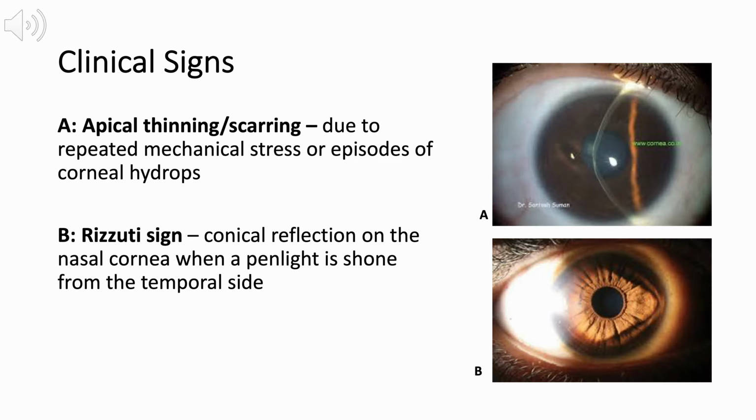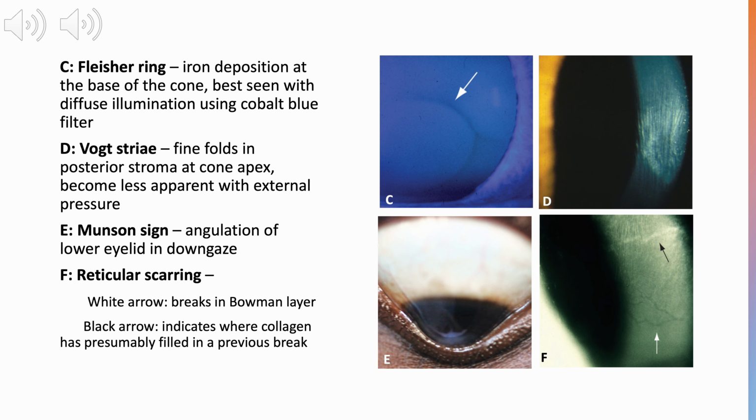In Figure B, the Rizzuti sign is demonstrated. This sign is elicited by shining a penlight from the temporal side of the cornea, which produces a sharp, conical reflection on the nasal cornea. It occurs due to the abnormal protrusion and steepening of the cornea, which focuses the light abnormally. In Figure C, we see the Fleischer ring, which represents iron deposition at the base of the cone and can be partial or complete. This is best visualized under cobalt blue filter illumination, where the iron appears as a dark brownish ring encircling the cone apex.